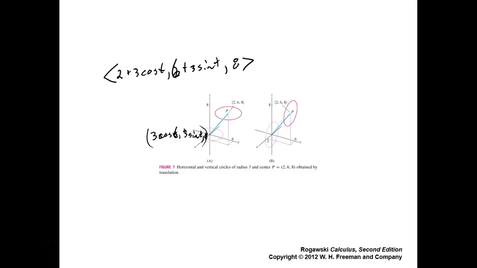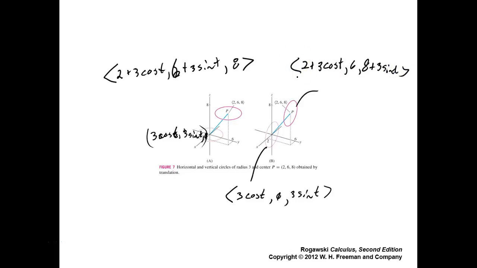So this circle here would then be 3 cosine t, 0, 3 sine t. Okay? And then you would add that. So this one up here at least appears to be 2 plus 3 cosine t, comma, 6, comma, 8 plus 3 sine t.